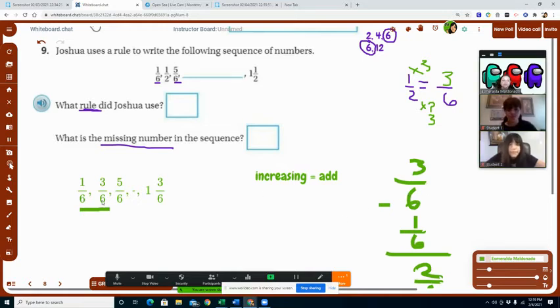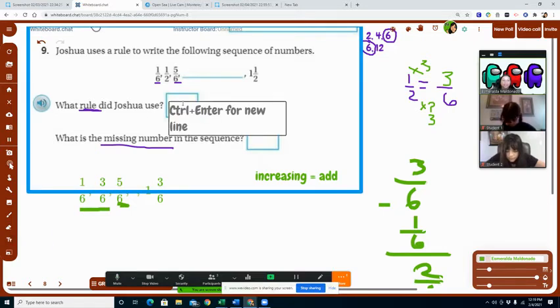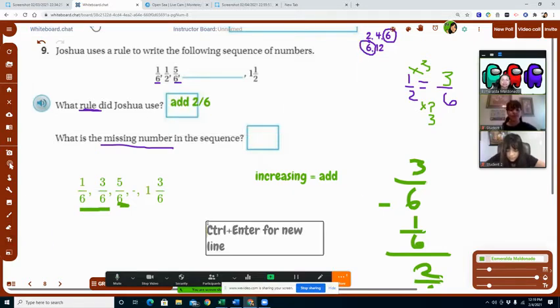Oh, so 3/6, and then add 2/6. Let's verify, right? We want to double check. If I add 2/6 to 3/6, I get 5/6. So that's correct, right? So that means that my rule is add 2/6. Now, I want to find the missing number.